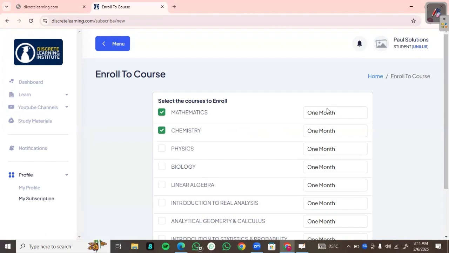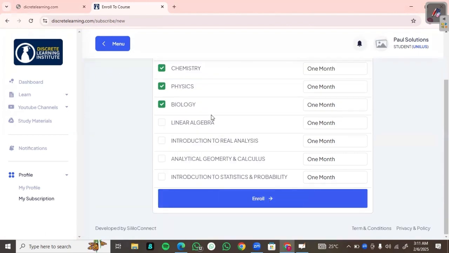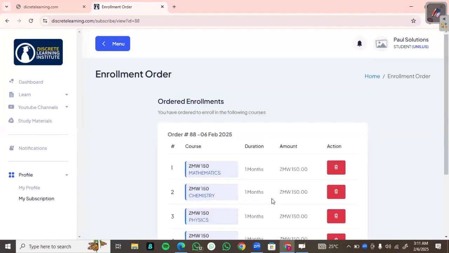And then on the right here, you choose the duration. So I'm going to say math 1 month, even the chemistry 1 month. Let me even put physics and biology here. So I'm registering for those 4 courses. Once you select the courses, you're going to click enroll, and you wait for it to load.